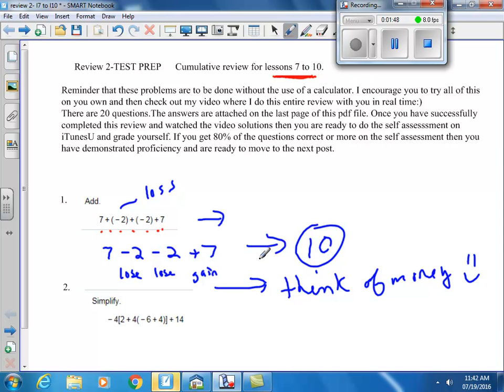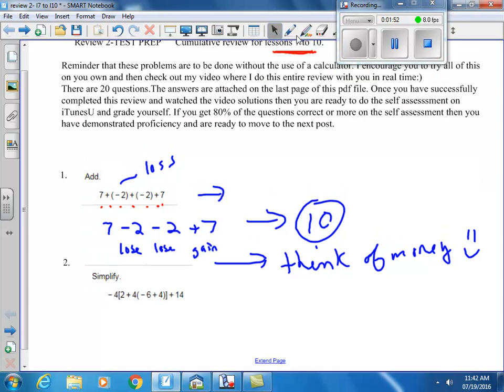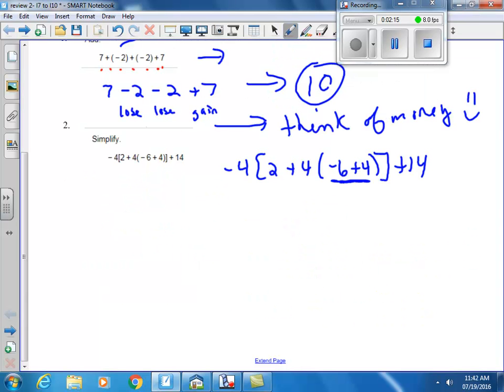Now with this next one, it's a little more ornate, with all the brackets and everything. So I'm actually going to rewrite the problem. It's order of operations, but we have signed numbers. Order of operations tells us to go inside these innermost parentheses first and then work from there. So -6 plus 4 is -2.